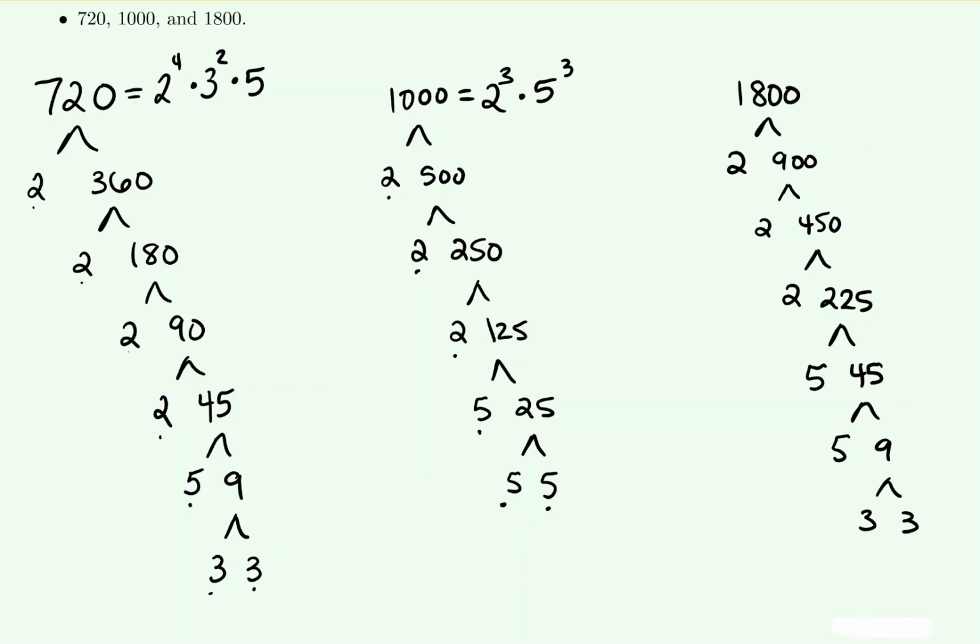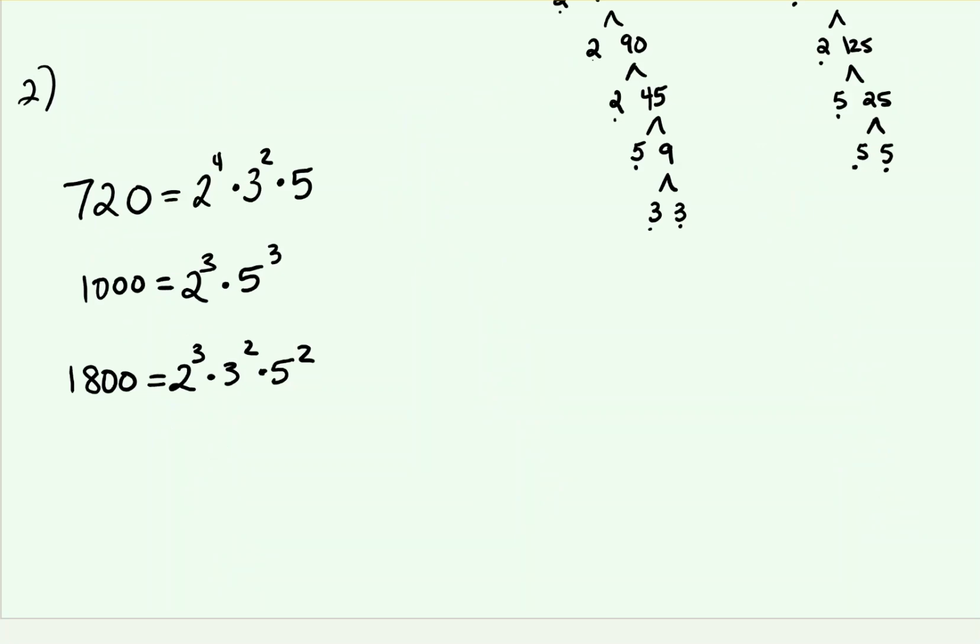And then for 1800, we've got that 2 occurs 1, 2, 3 times, 2 cubed, times 3, which occurs twice, so we've got 3 squared, times, now 5 occurs twice, 5 squared. So these are our prime factorizations. Let's now go to step 2.